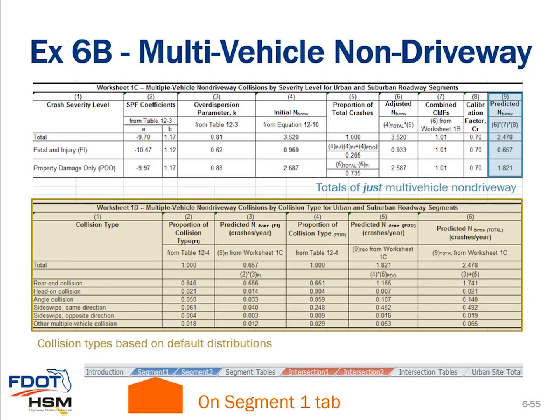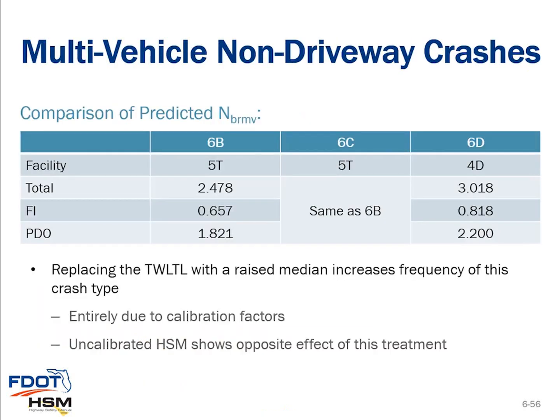So we can go through and do this type of comparison for each of our different alternatives, and being able to look at that for each of the alternatives. Again, because we're only doing driveway consolidation for 6C, it will be the same and will not change anything from what we previously had in 6B, because we have only done non-driveway crashes here.